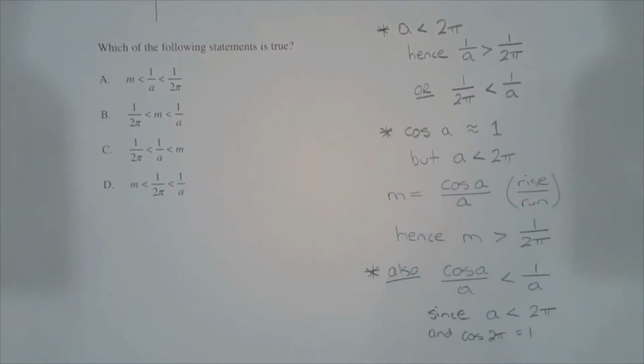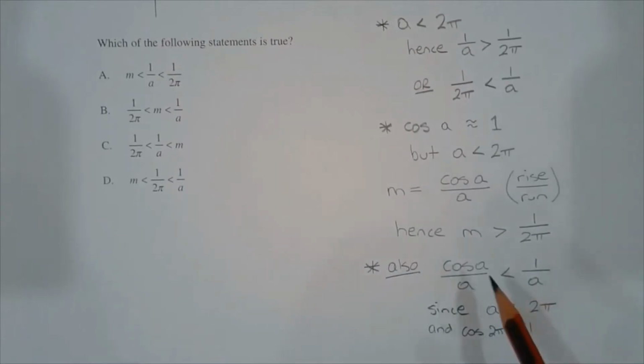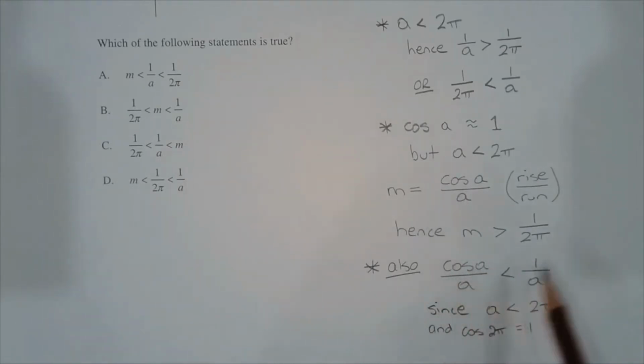The last point to consider is that cos a over a is less than 1/a, since a is less than 2π, and cos of 2π is approximately equal to 1. So in an inequality, if the denominators are equal, but one numerator is slightly less than the other numerator, so cos a is ever so slightly less than 1, then cos a over a, or m, is less than 1/a. Hence the answer is option B.